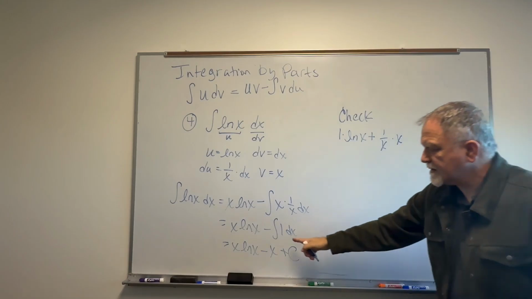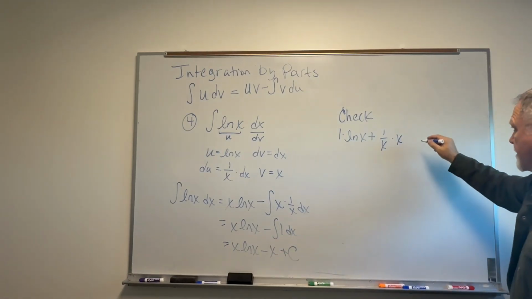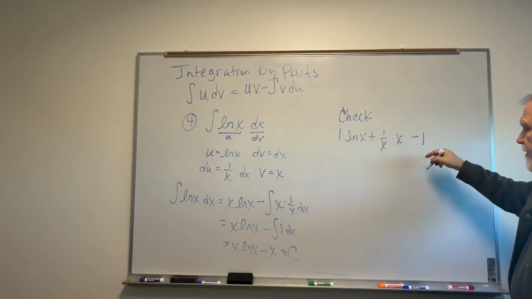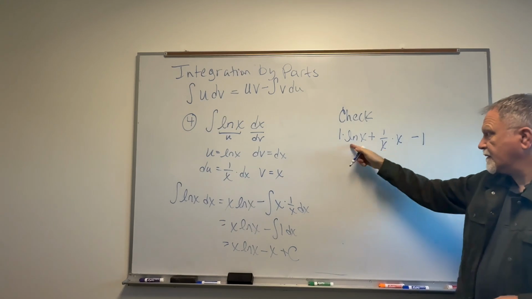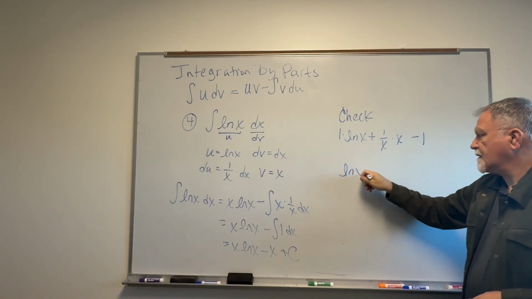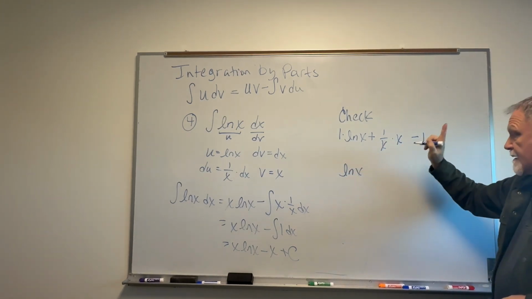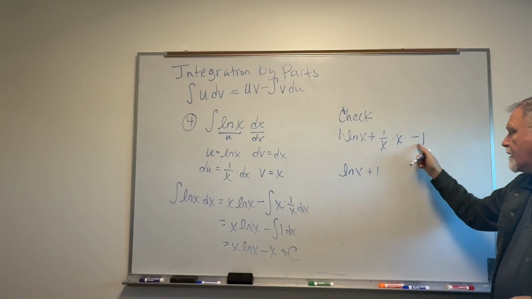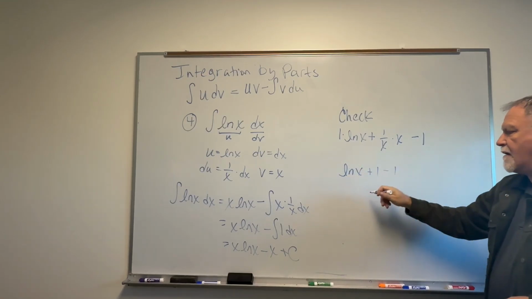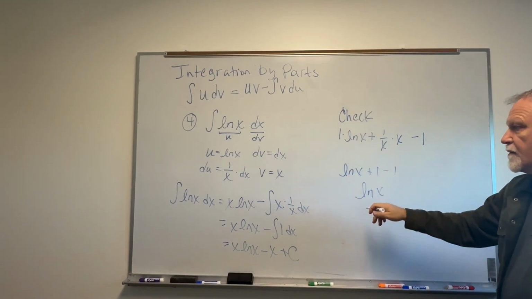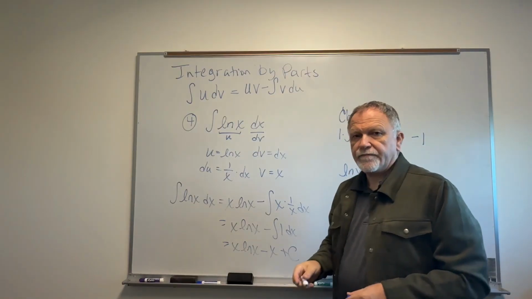That's the derivative of the first piece. Now the derivative of this little piece right here is just going to be a negative 1. And the derivative of constant is 0. So this is just natural log of x. X divided by x is going to be 1, plus 1 minus 1. Those cancel out, and I'm left with natural log of x, which was the integrand.